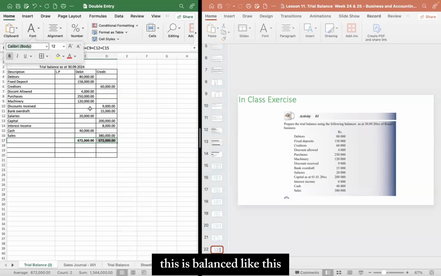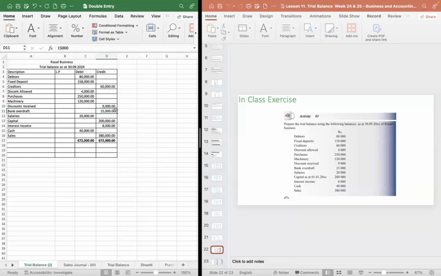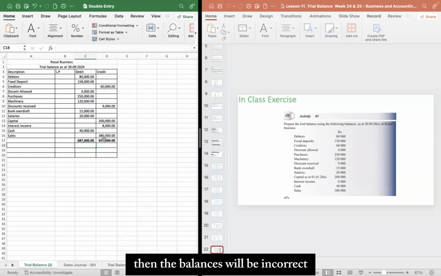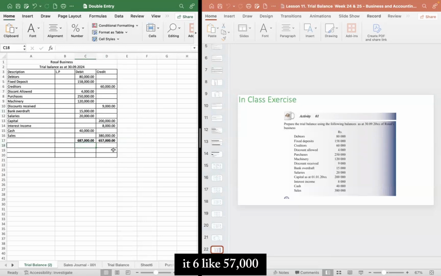Now suppose we made a mistake with the bank overdraft and it was 15,000, and we placed this 15,000 on the other side. What happens then? The balances will be incorrect. It will be 6,80,000 on the debit side and 6,57,000 on the credit side. So by that we know it is incorrect.